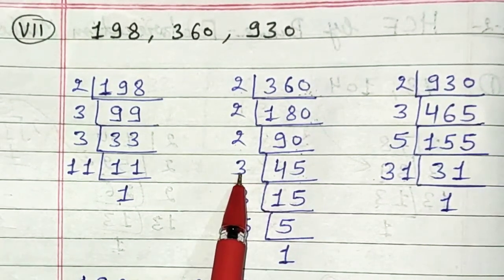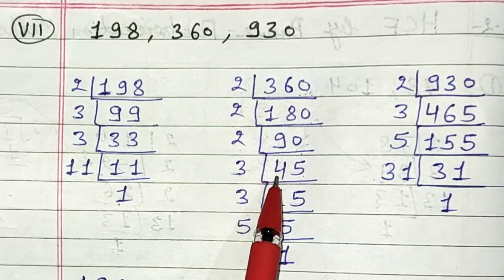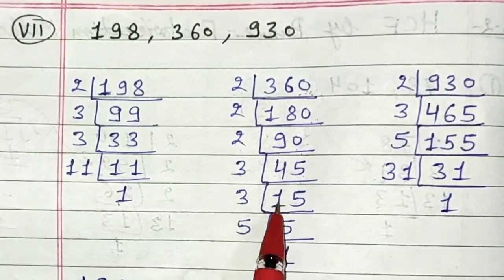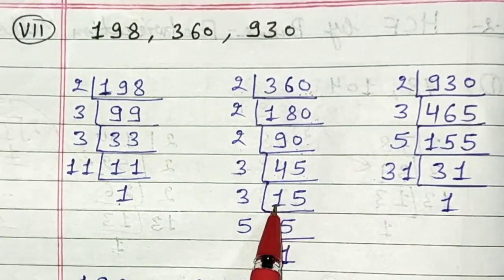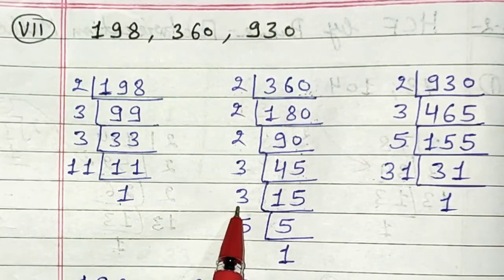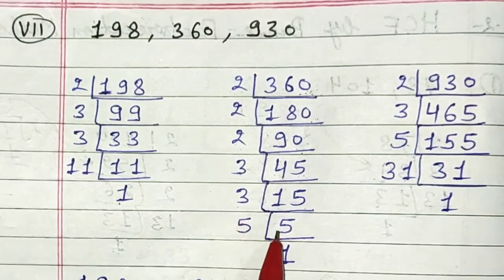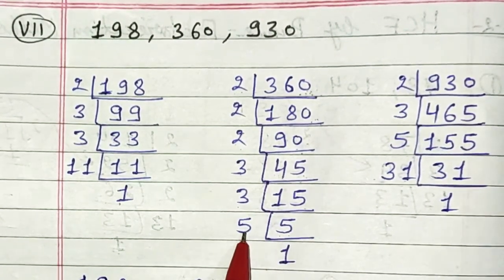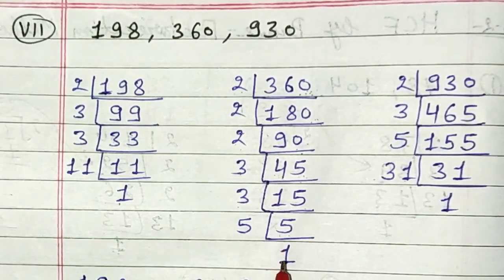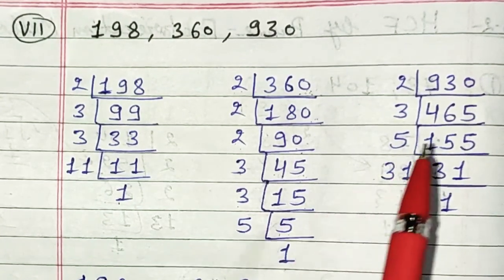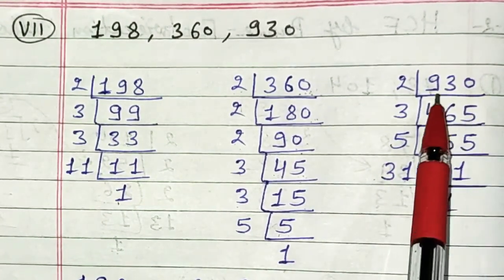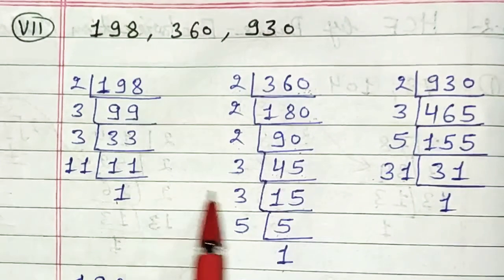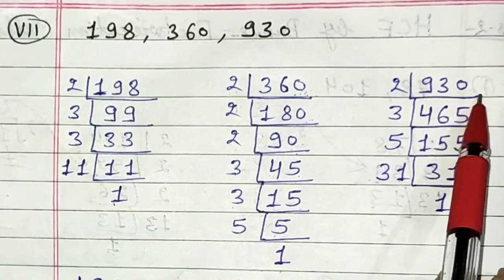Okay, that's why the number is divisible by 3. When you divide 45 by 3, you will get 15 in the quotient, and when you divide this 15 by 3, you will get 5 in the quotient. Okay, and 5 is a prime number, that means it can only be divided by 5, you will get 1 at last.